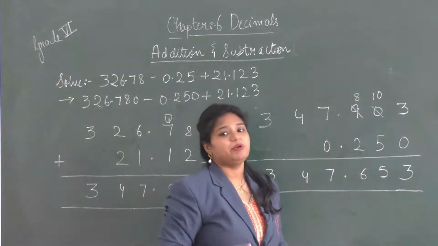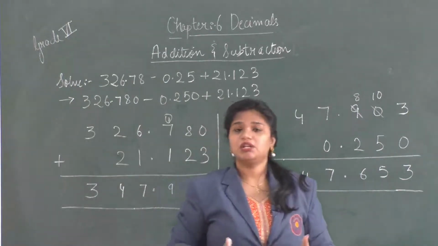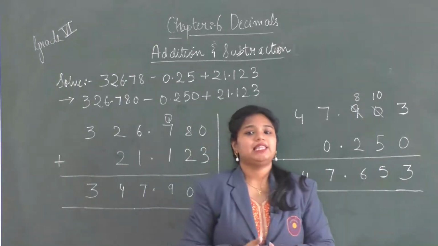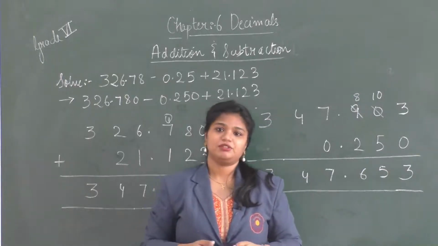347.653. So always remember, when you need to add or subtract decimal numbers, always first convert unlike decimals into like decimals and then carry on with your operation.